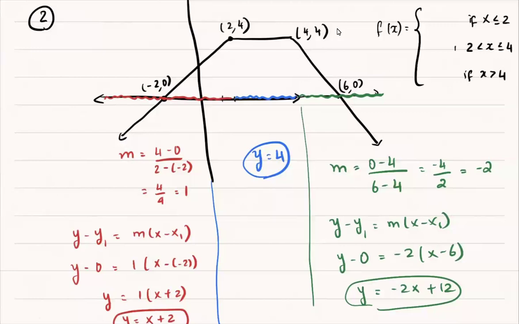And we already wrote the functions, right? So what is the first function we wrote? We wrote it as x plus 2 if x is less than or equal to 2. 4 if between 2 and 4. And -2x plus 12 if greater than 4. And that's it. And that is our piecewise function.